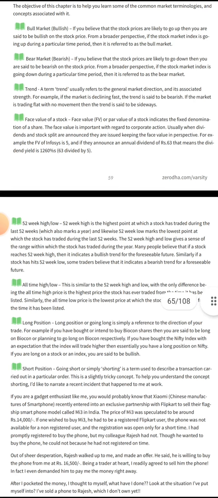Many people believe that if a stock reaches a 52-week high, then it indicates a bullish trend for the foreseeable future. Similarly, if a stock hits a 52-week low, some traders believe that it indicates a bearish trend for the foreseeable future.